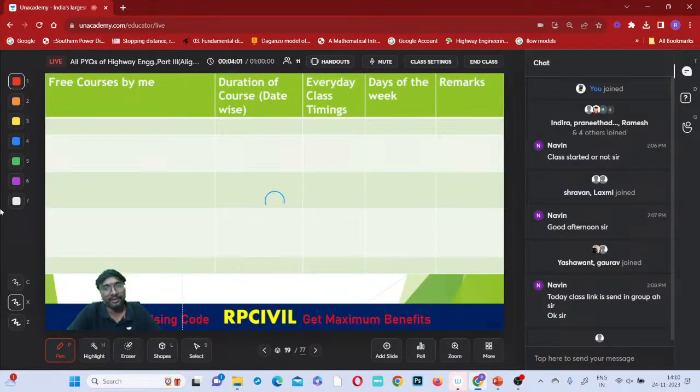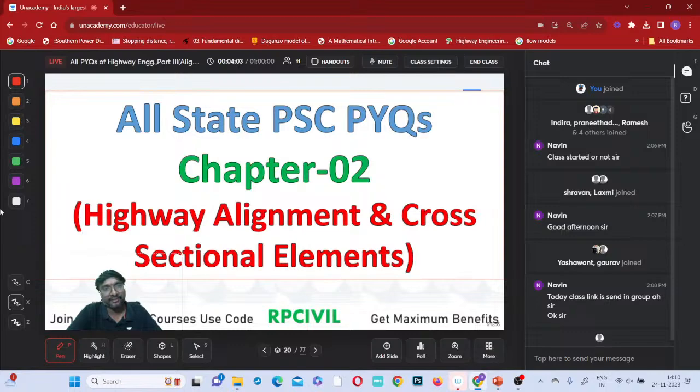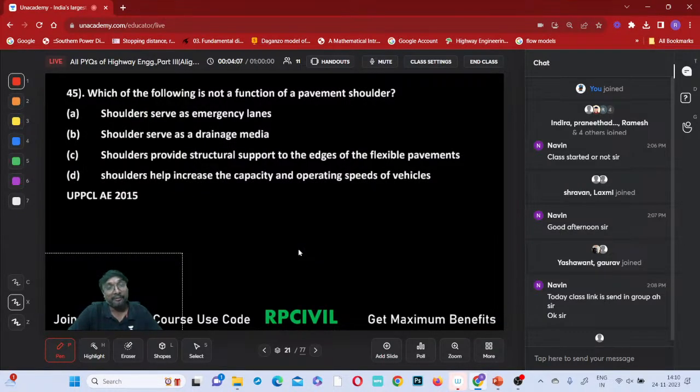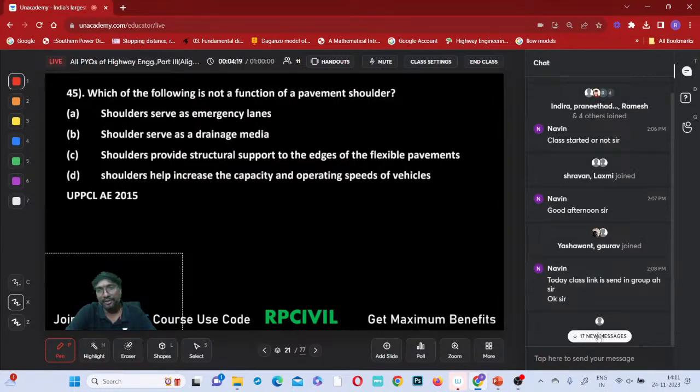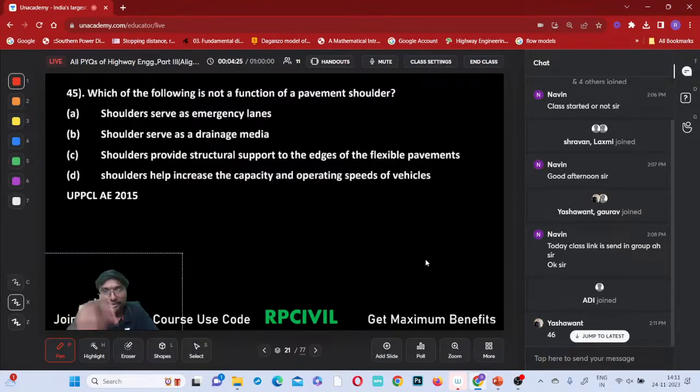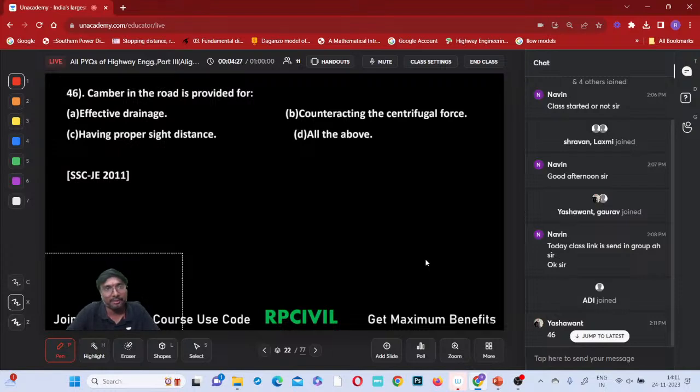Right, now coming to our discussions. How many questions are we done with? This is highway alignment and cross sectional elements we are doing now. I think the 45th question is done, or we are doing the 45th question also. The 45th question is over. Now tell me which question we have to go for. The 46th question we have to go for. Yesterday the 45th question was over. Yeah, I'll be starting the 46th question.